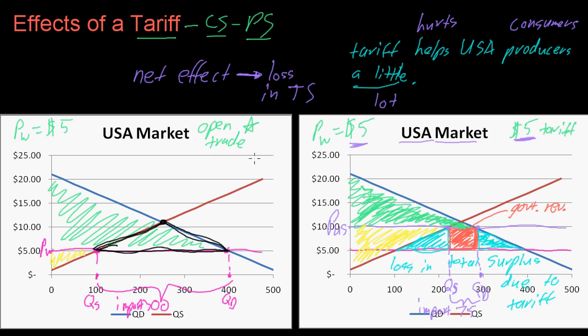So as a whole, the tariff makes Americans, both consumers and producers taken together, worse off because they lose this triangle right here and this triangle right here. That's a loss in total surplus. So that's really all that I need to say about a tariff. You should have a super good grasp on all of these diagrams and be able to work with them, and be able to work with them in numbers.